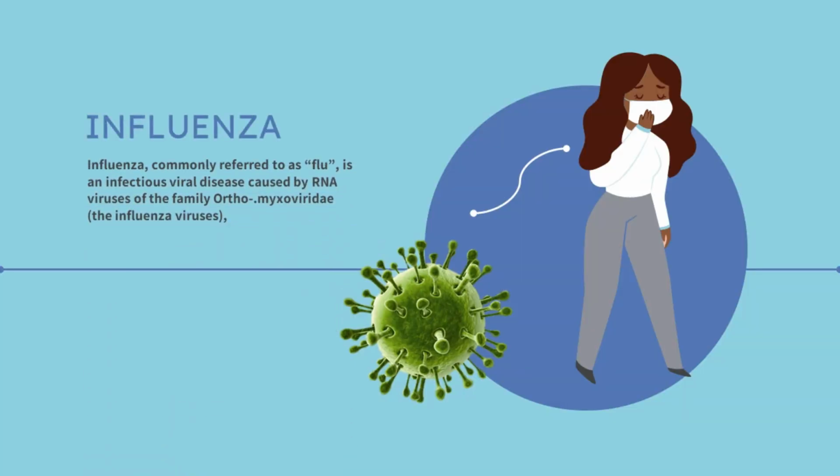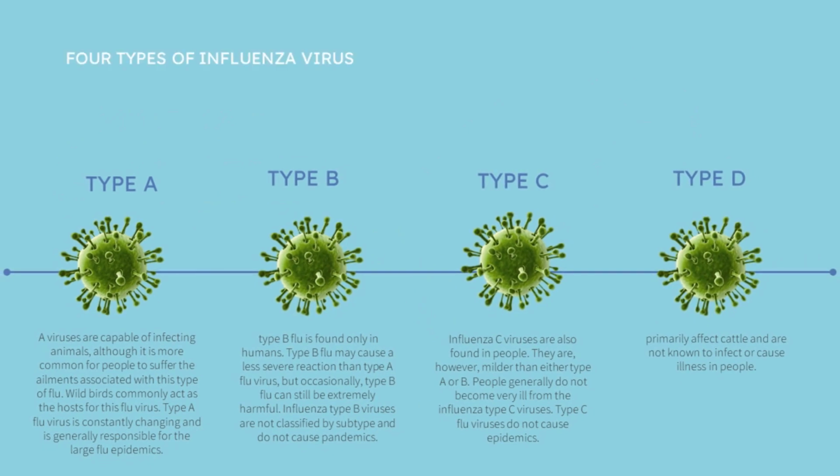Influenza, commonly referred to as flu, is an infectious viral disease caused by RNA viruses of the family Orthomyxoviridae, the influenza viruses. There are four types of influenza virus: type A, type B, type C, and type D. The type A virus is capable of infecting animals, although it is more common for people to suffer the ailments associated with this type of flu. Wild birds commonly act as the host for this flu virus. Type A flu virus is constantly changing and is generally responsible for the large flu epidemics.